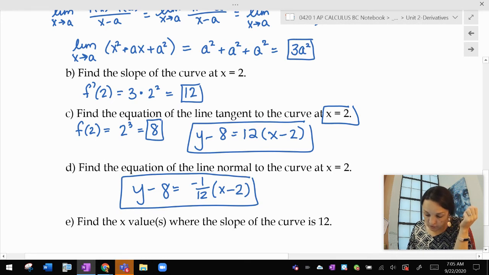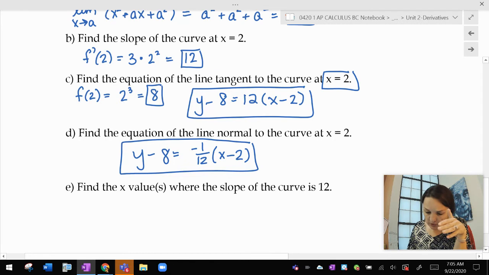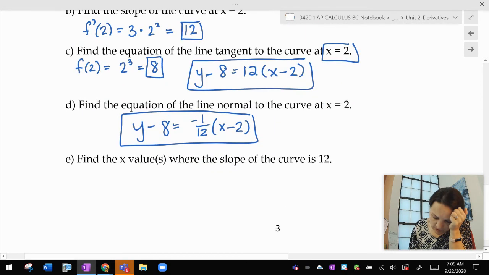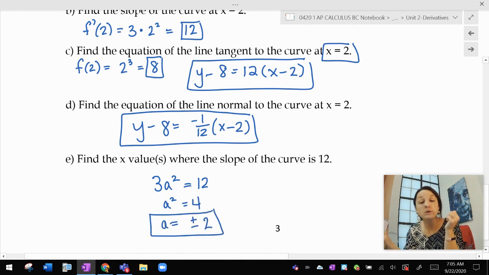Find the x values where the slope of the curve is 12. Well, if I want the slope to be 12, hey, that's what I already had. I needed 3a squared to equal 12, which means a squared is 4, which means a is plus or minus 2, and I already had one of those.